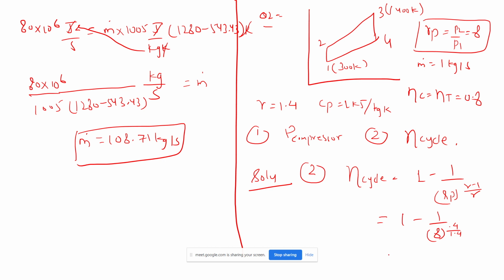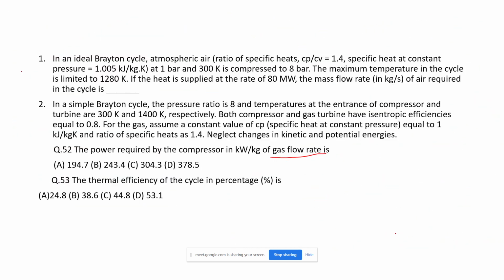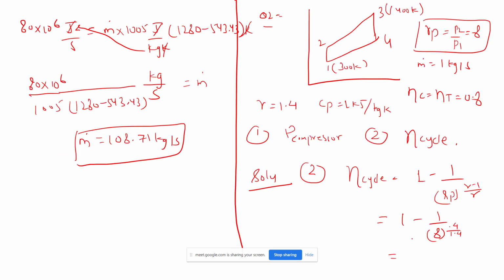Is it okay? So what have you got for this part 2? What have you got for the thermal efficiency of the cycle? 24.8. Okay, so it will come 24.8. All of you have got this only, na? Yes, sir. Okay.